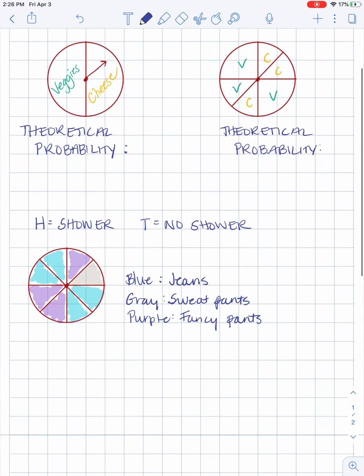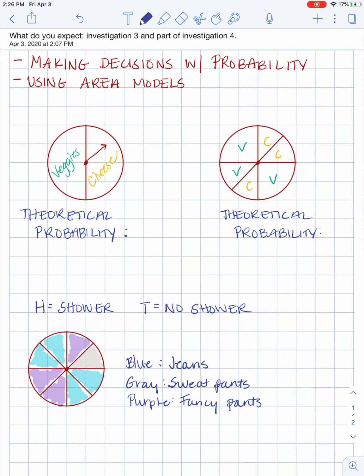You'll notice that in our notes today, I'm not pulling straight from the book, only because our book moves relatively slowly, and with home learning, I still want us to cover all the things that we need to cover, and the pacing of the book just isn't going to work for us. So we're going to pick and choose bits and pieces. And so investigation 3, all of investigation 3 talks about making decisions with probability.